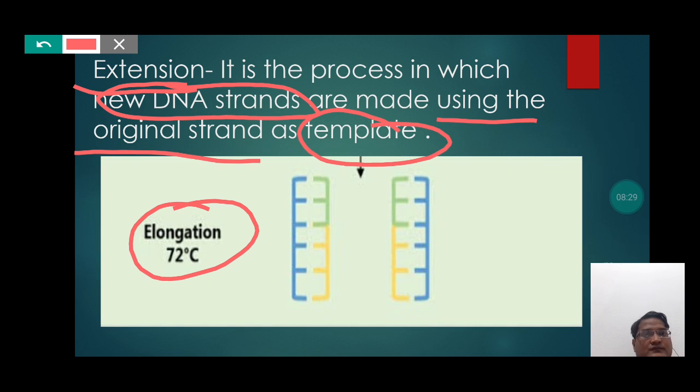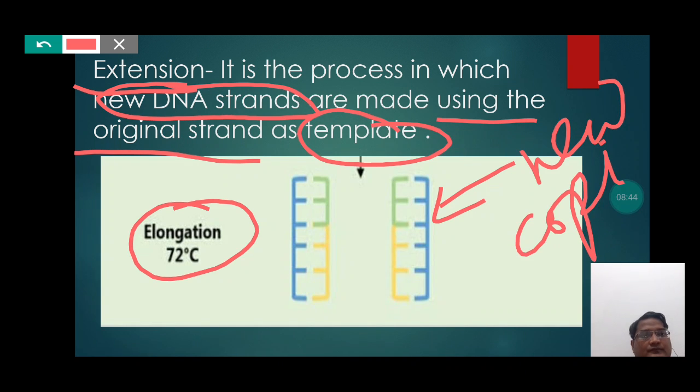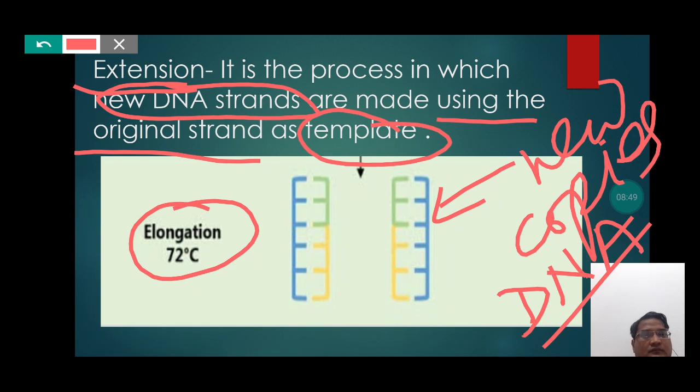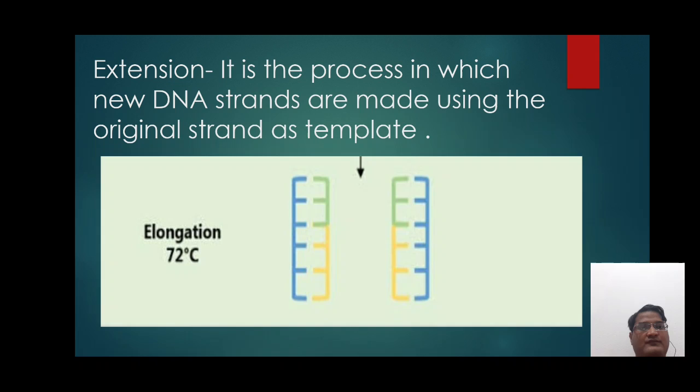So students, extension is the process in which new DNA strands are made, that is, new copies of the DNA are being synthesized by using the original strand as the template.